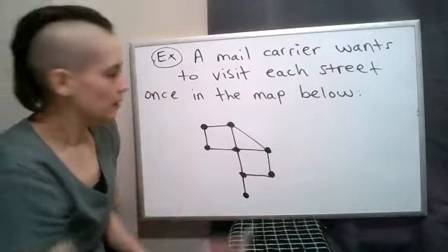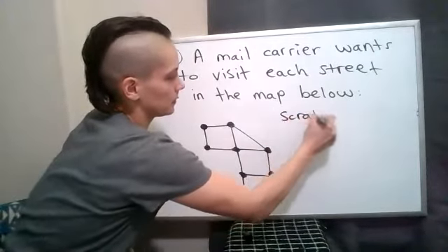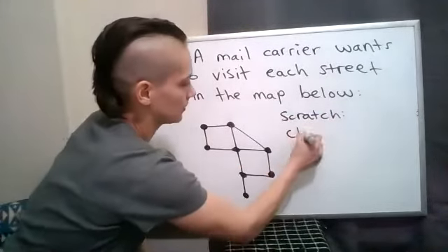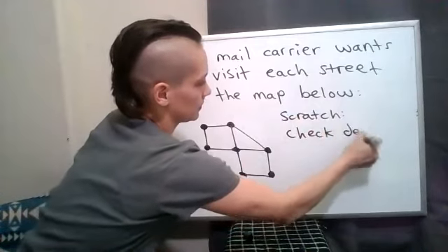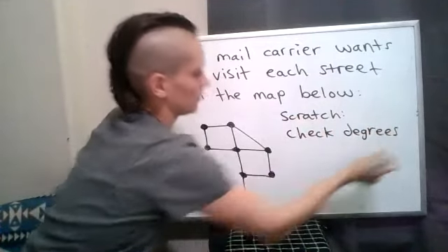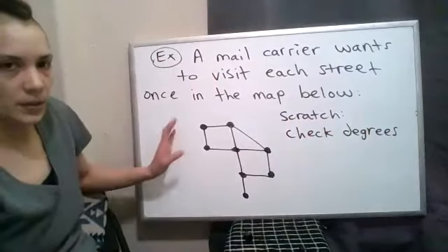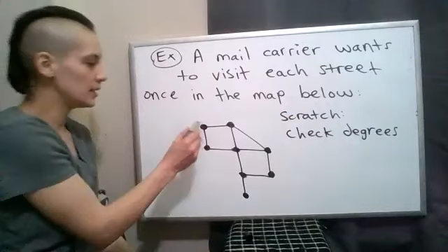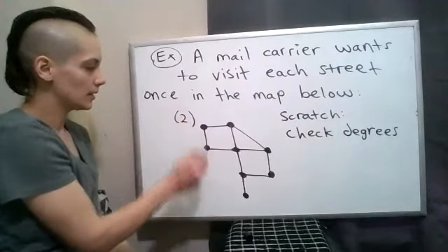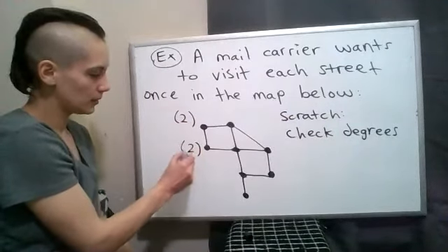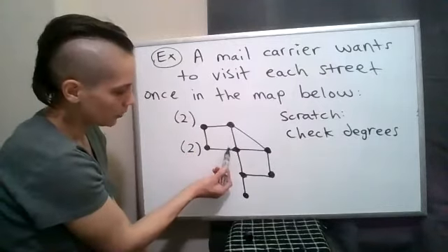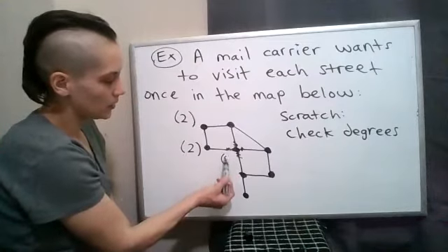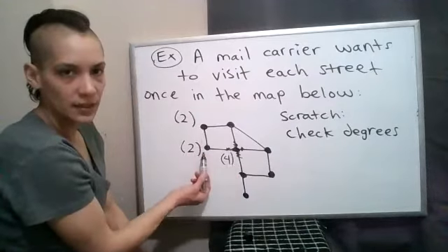We do scratch work, where we check the degree of all of the vertices. We don't need labels, we're just going to put the degree in parentheses right next to the vertex. So this is a degree 2. This is 2. This is degree 1, 2, 3, 4. So far I'm doing good because I've got even degrees.